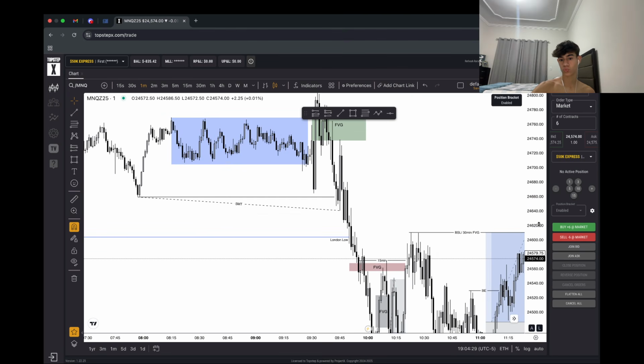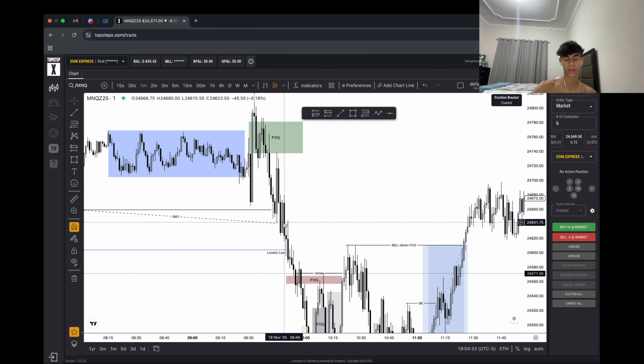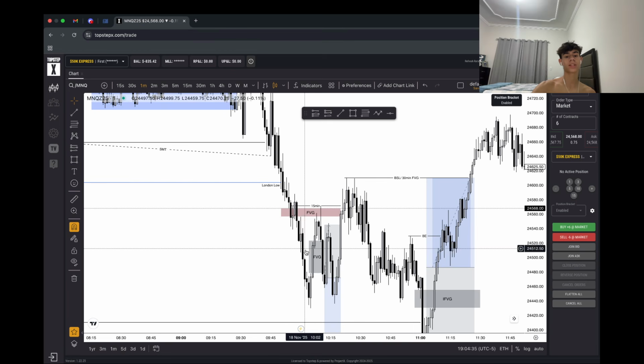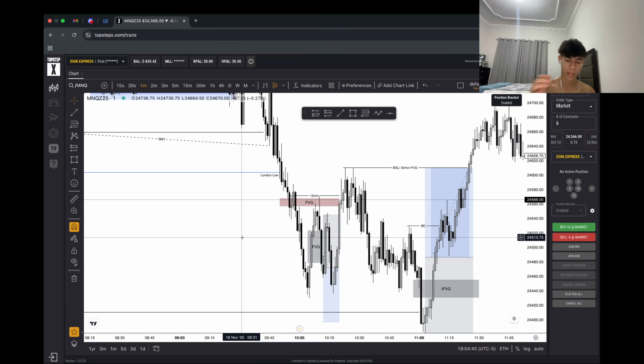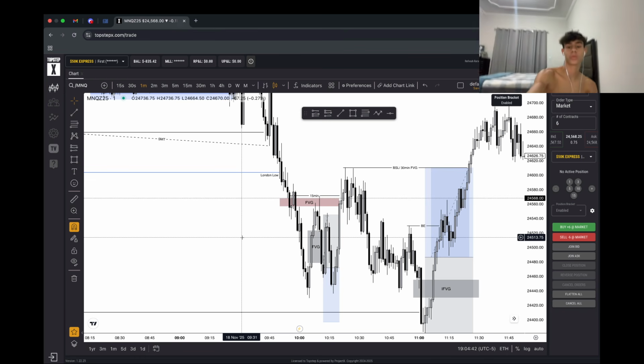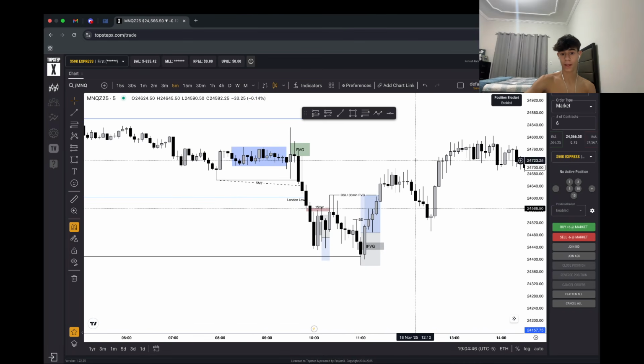And again, the long setup was still valid at this point, with this candle right here. But once I saw we started displacing through it, that's when my bearish bias was confirmed. I was super bearish. I was bearish until proven wrong at this point. And we started opening up these 5-minute fair value gaps.